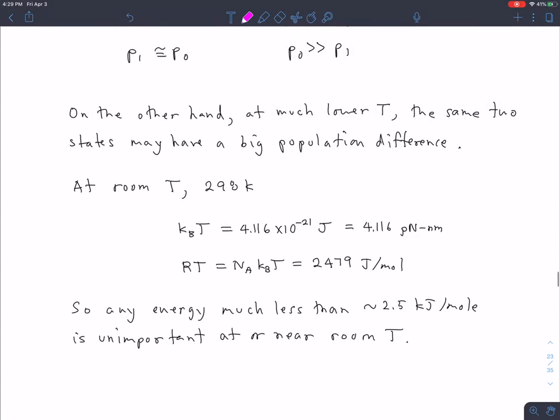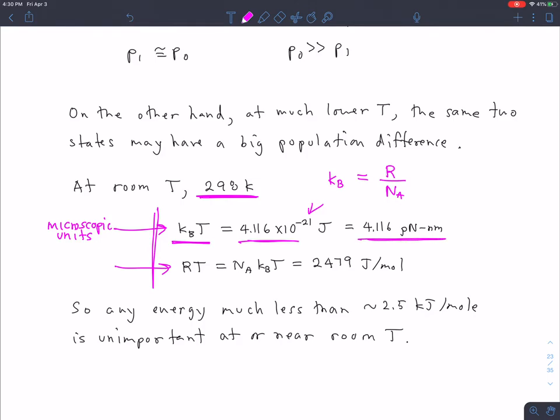All right. Before we go, let me just do one quick calculation. Remember that kB is just equal to the gas constant R divided by Avogadro's number. And so we can express this available thermal energy either in microscopic units, units appropriate for a single molecule or a single atom or a small number of atoms or molecules. In that case, the quantity kBT, when we're at 298 K, is about 4.1 times 10 to the minus 21 joules, or in somewhat nicer units, 4.1 piconewton nanometers.